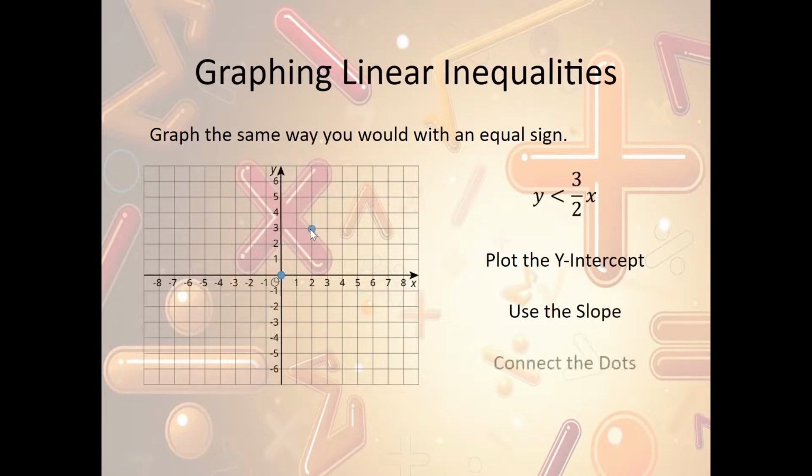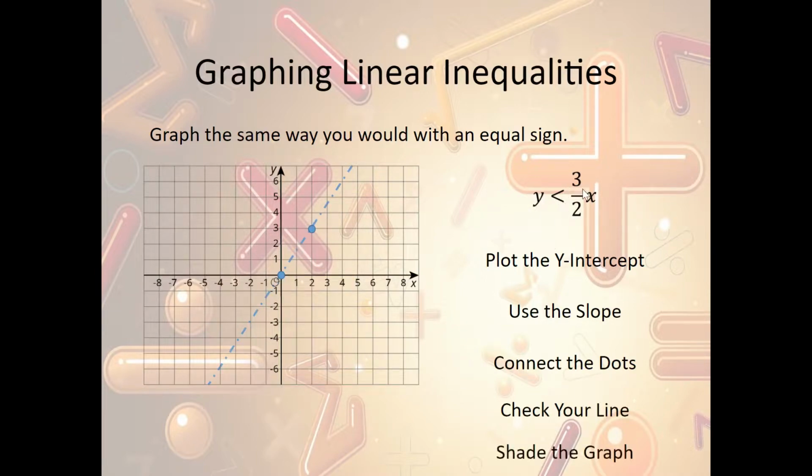And normally, I would just connect the dots. But I need to check to make sure I have the correct line, which in this case, they didn't add anything extra, so I don't either, so it should be a dotted line. So there's my dotted line. Now, I just need to shade it.